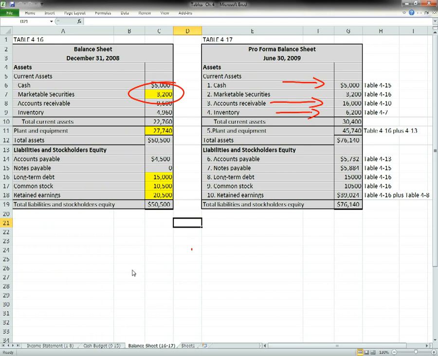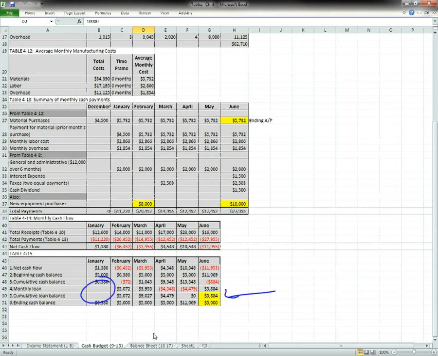That gave us current assets of 30,470, and then we had long-term assets or plant and equipment, which was our initial plant and equipment plus those two items, the $8,000 February purchase and $10,000 June purchase that we saw earlier. Let's go back and look at those items.